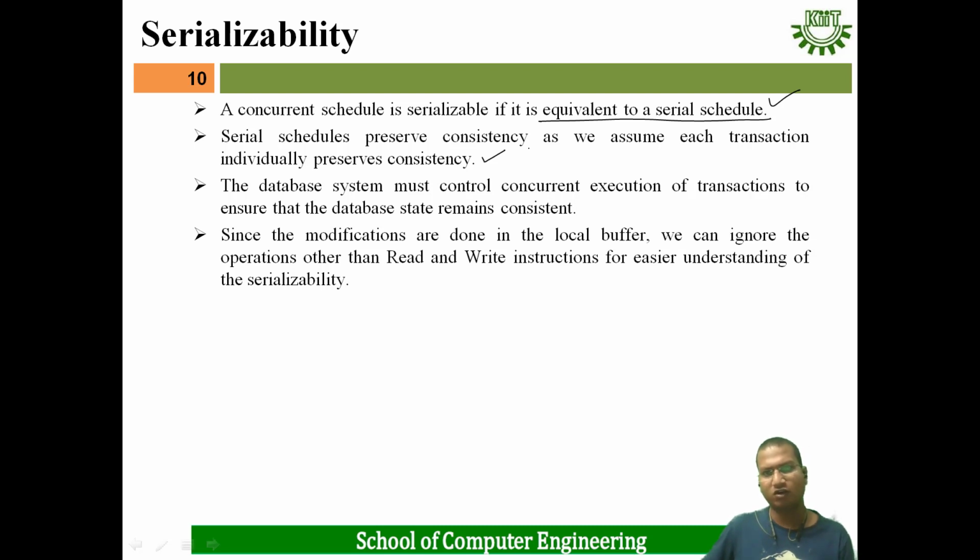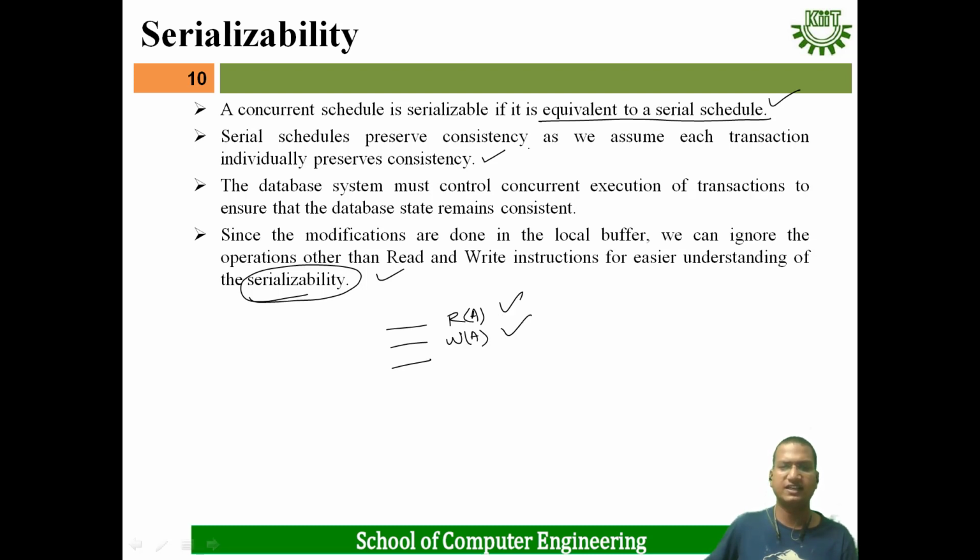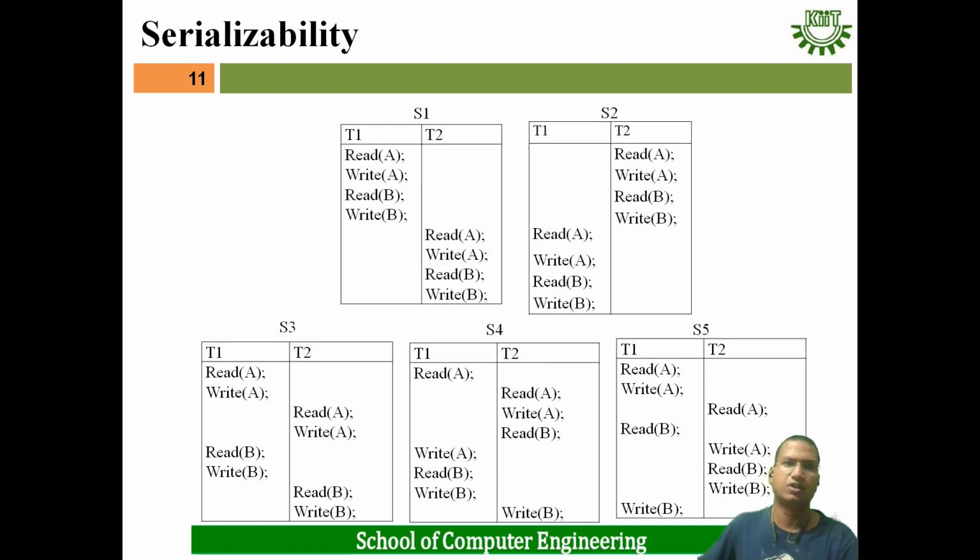Since the modifications are done in the local buffer, we can ignore the operations other than read and write instructions for easier understanding of serializability. When we are considering serializability, no need to consider other instructions except the read and write operations, because consistency generally depends on the read and write operations of the transactions or schedules. That's why we have written all the schedules. Till now we have considered 5 schedules. In all the schedules, all operations except the read and write operations we have removed.